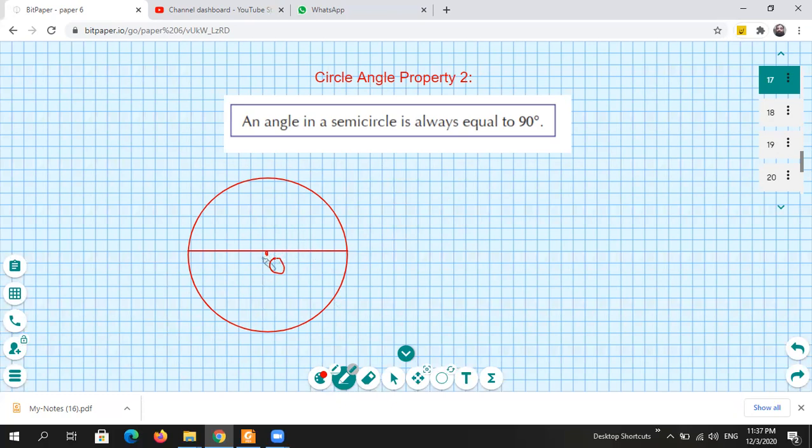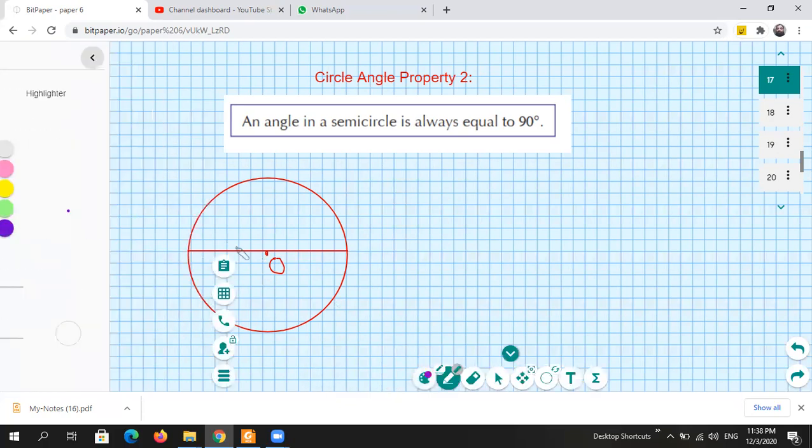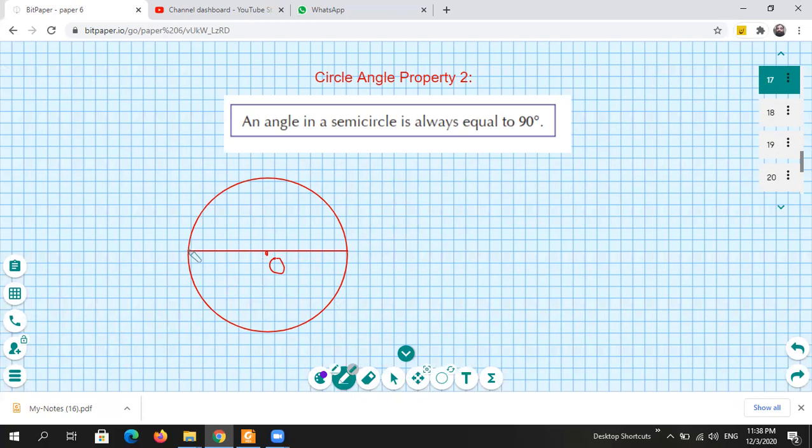So if I make an angle with diameter on any point of the semicircle, just like this, this angle will be 90 degree, means this angle is 90. Similarly, in the lower semicircle, if I choose a point, this point, and I make an angle with the diameter, this angle will be 90 as well. So this is the statement of the circle angle property number 2.